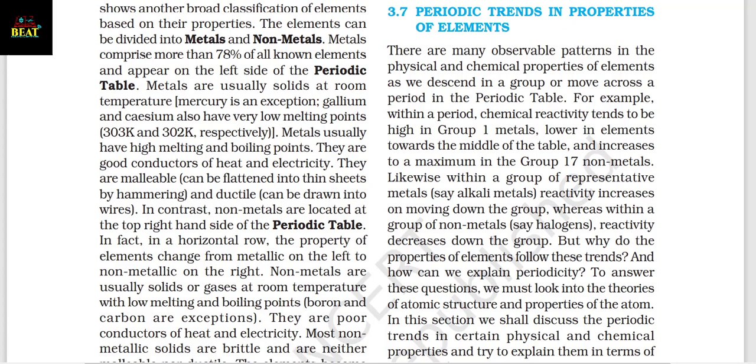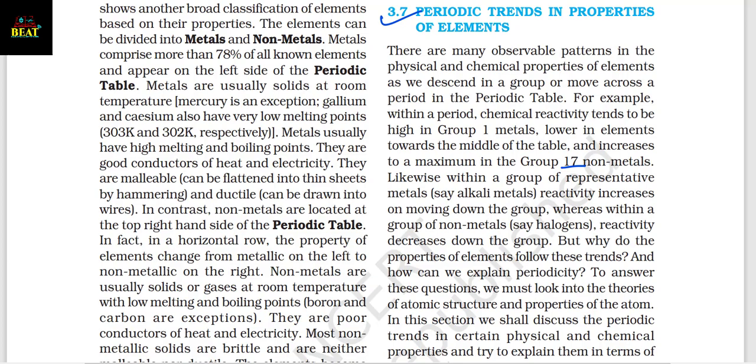3.7 Periodic Trends in Properties of Elements. There are many observable patterns in the physical and chemical properties of elements as we descend in a group or move across a period in the periodic table. For example, within a period, chemical reactivity tends to be high in group 1 metals, lower in elements towards the middle of the table, and increases to a maximum in the group 17 non-metals.